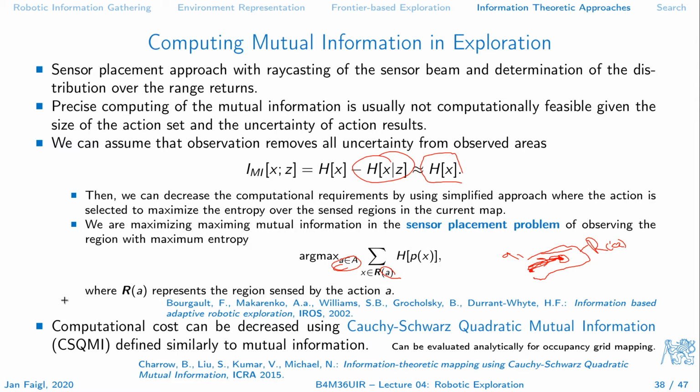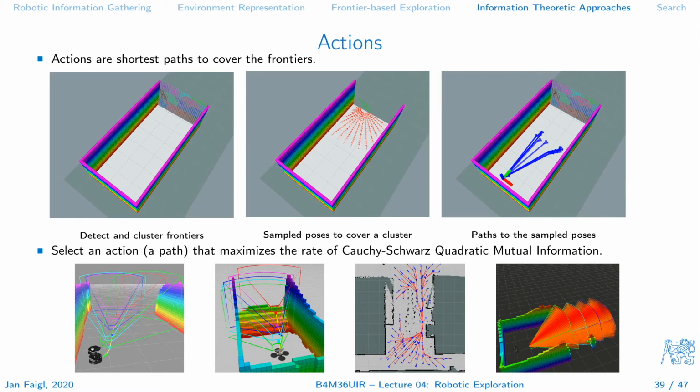And there is also another approach that, instead of mutual information, we can compute Cauchy-Schwarz quadratic mutual information, which has a similar notion, but it is easier to compute. And again, take a look at this reference if you are more interested. So how it is actually working, just a few images. We have these clusters. Again, we can consider the frontiers, and we would like to determine what will be the benefit or the information we will collect.